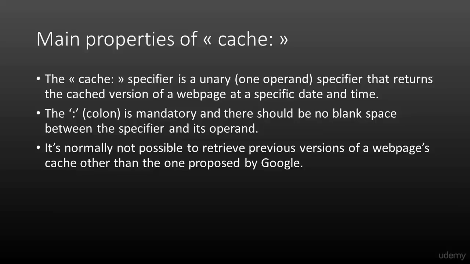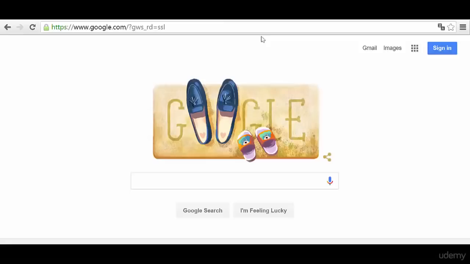It's normally not possible to retrieve previous versions of a web page cache other than the one proposed by Google. Any web page indexed by Google will have a cached version on Google's end.